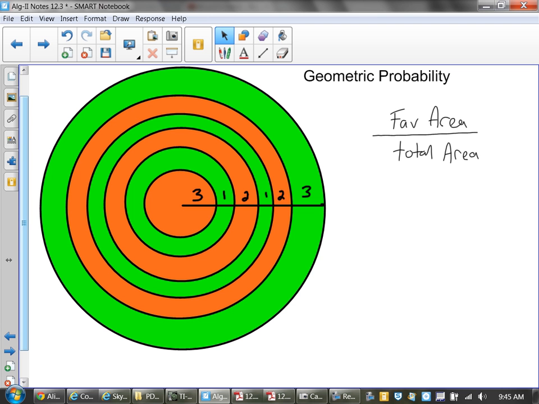You have a 1/4 chance. 1/4 pi chance. Pi divided by pi is 1.